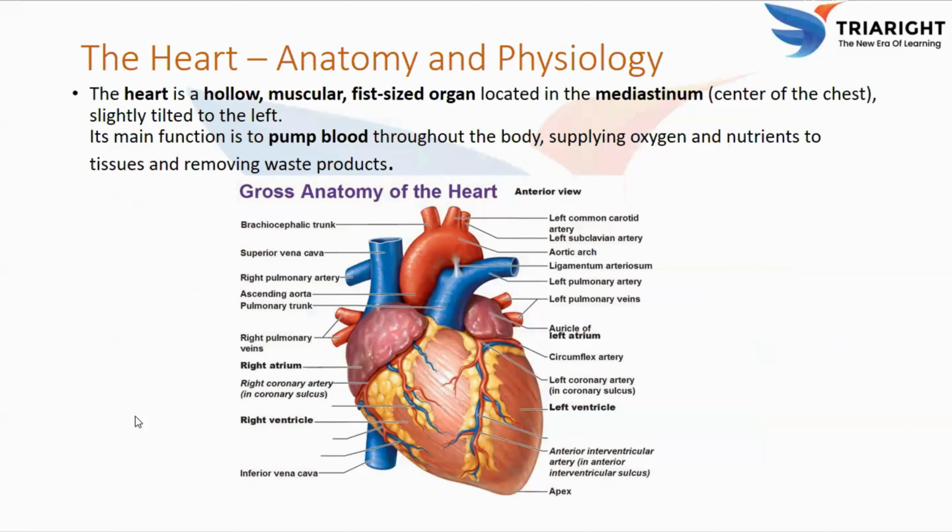This is the heart. You can clearly see the picture of the heart over here. It's the anatomy of the heart. So what is the heart? The heart is a hollow, muscular, fist-shaped organ, right? Where is it located? It is located in the mediastinum, which is the middle of the chest, slightly tilted to the left. What is the main job of the heart? Its main job is to pump the blood to the entire body. It supplies oxygen and nutrients and also removes the waste.